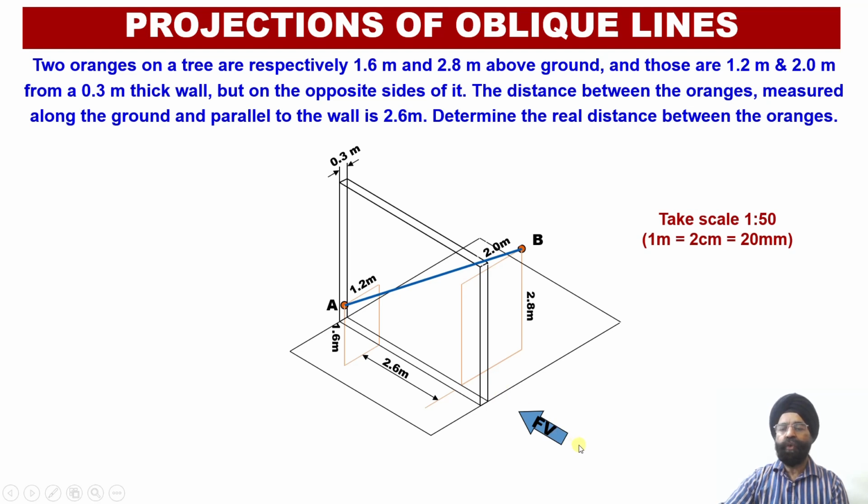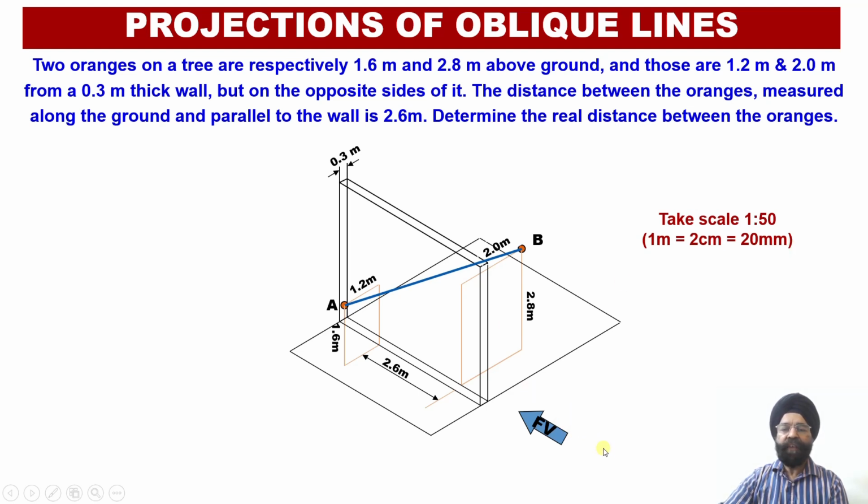In order to draw the orthographic projections of this particular real life problem, we have to assume a scale of 1:50. A scale of 1:50 means a height or a distance of 1 meter will be marked as 2 centimeters, or 20 millimeters, in the orthographic projections.